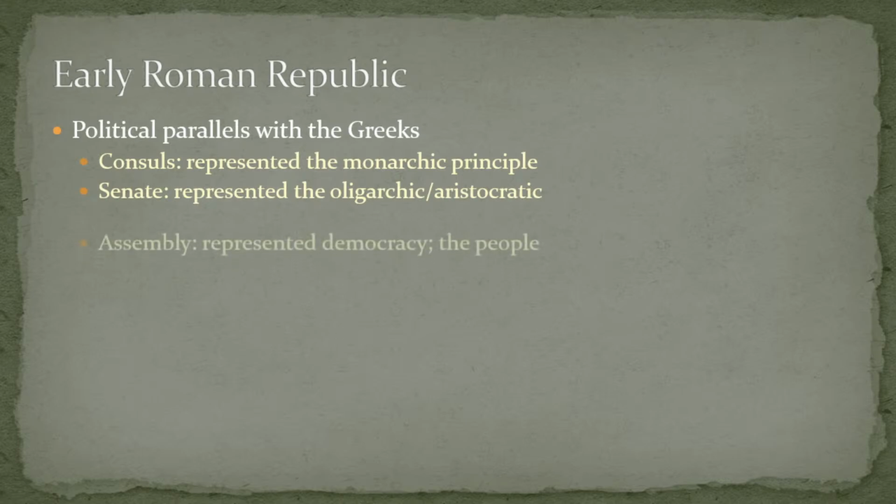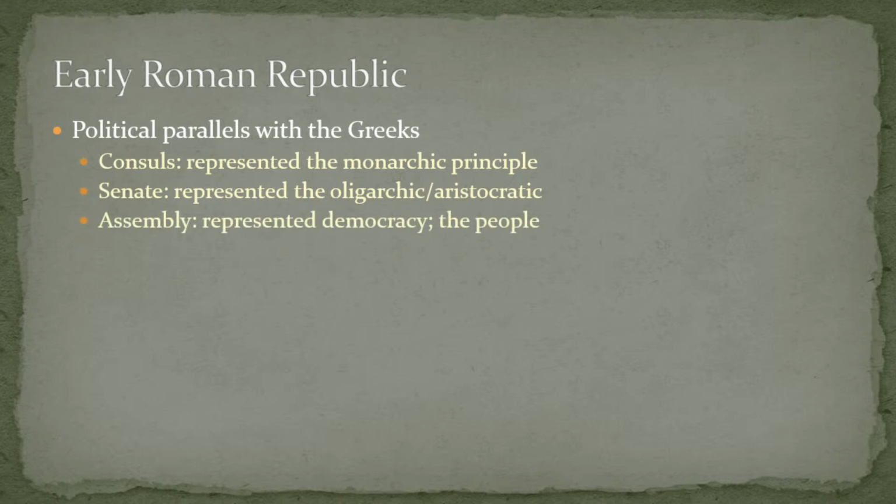And then, eventually, you would get an assembly. And this was, once again, pulling the ideas from Athens. This represented the democracy or the people. It had less power than the Senate, but it still did have some power. They could still force some amount of change if they needed to. But again, we'll get into more detail in a minute. But these 3 are the main 3 you need to know.